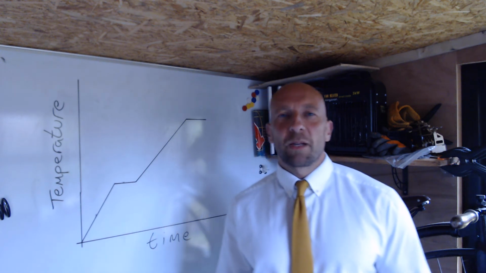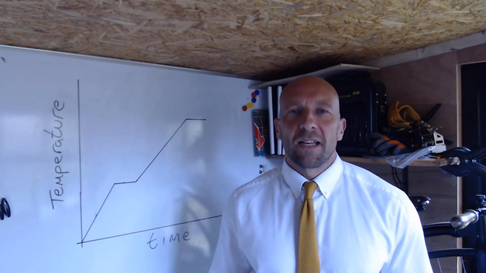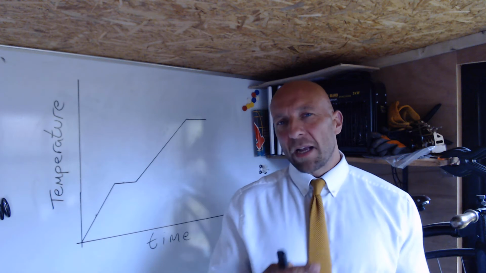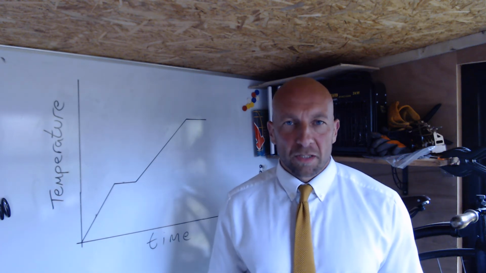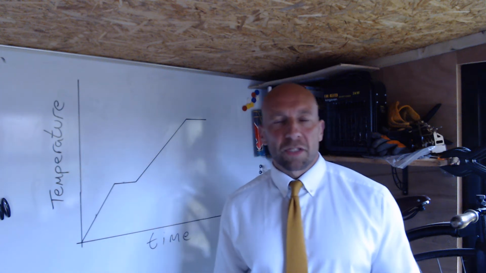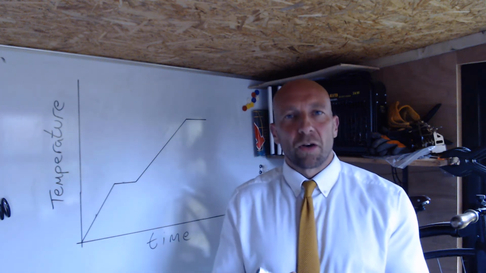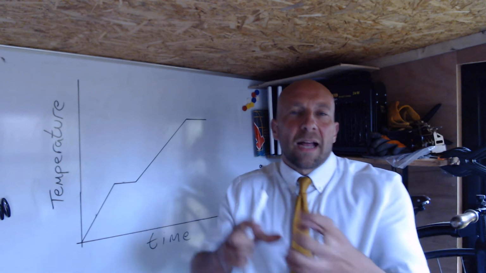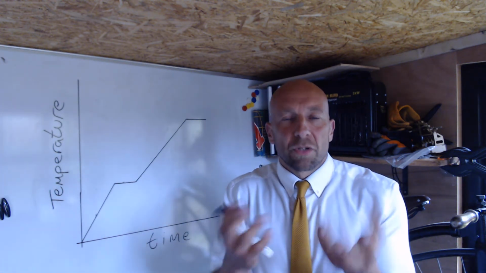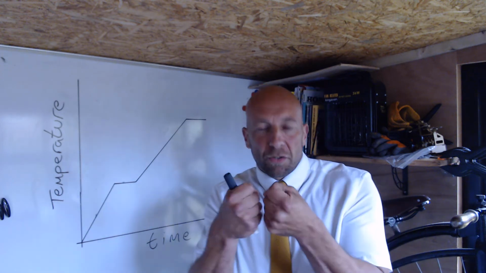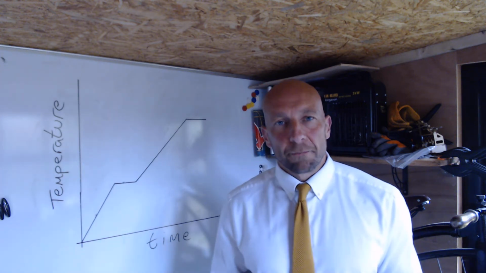Okay, in this lesson we're going to be looking at specific latent heat. Now just to go back a few lessons, if you remember, we spoke about internal energy of a substance, and we said the internal energy of a substance is a measure of the kinetic energy and the potential energy of all the particles. The kinetic energy is due to their motion, isn't it? And the potential energy is due to the bonds between them, their positions.